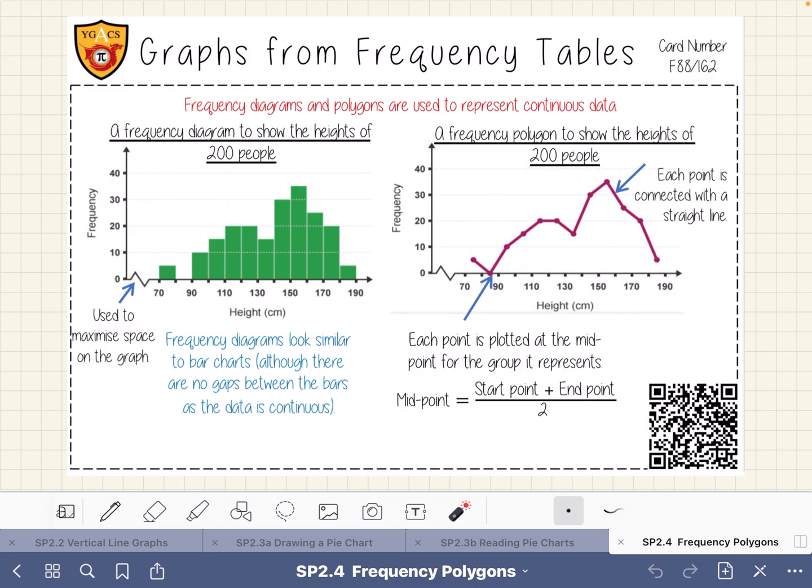If you are unsure how to find the midpoint of a group of data, you take the start point, add it to the end point and divide it by 2. Very similar to finding the midpoint of 2 values for a median.